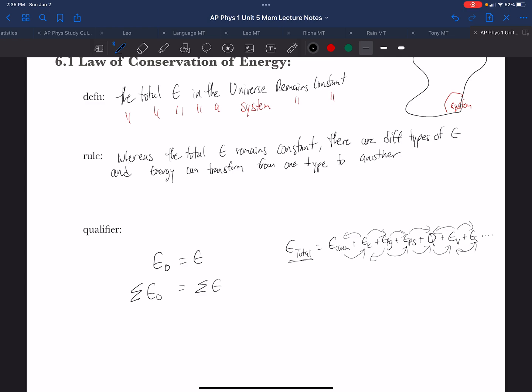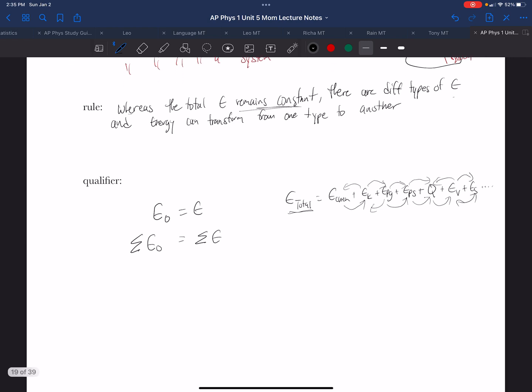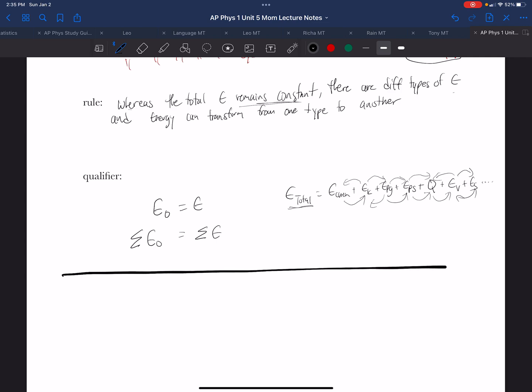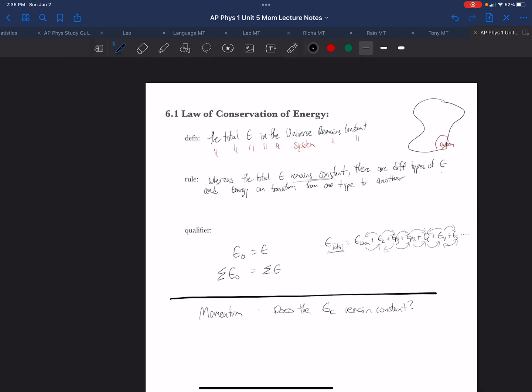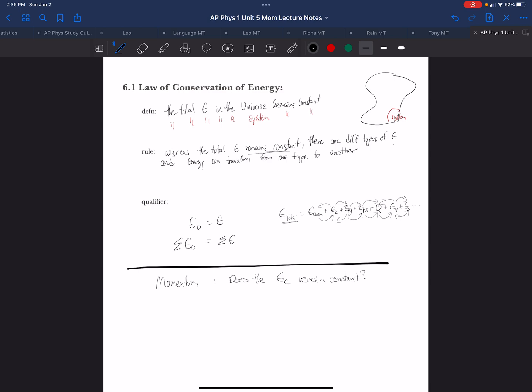So the rule is that although we could also call this a qualifier if we want, that the total energy remains constant. That is the rule. But there are different types of energy, and the energy could transform from one type to another. This is important because when we are looking at momentum, we often ask, does the kinetic energy remain constant? Now, this doesn't really have much to do with the conservation of energy, because kinetic energy can turn into all other kinds of things. We do not expect kinetic energy to remain constant.